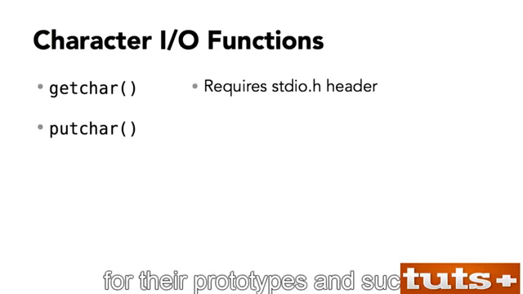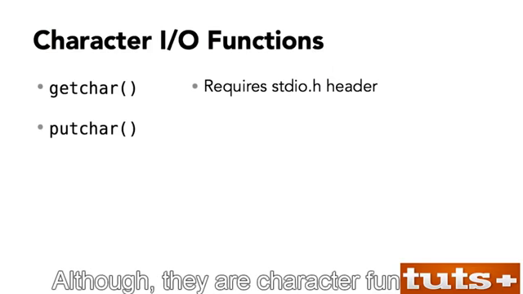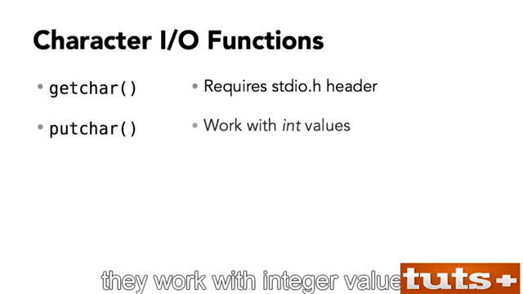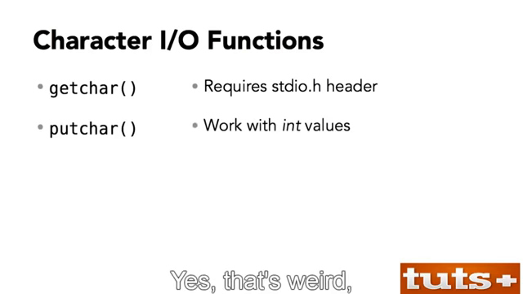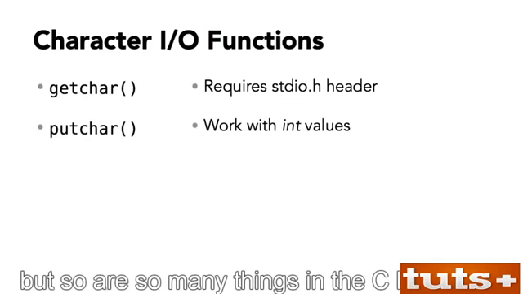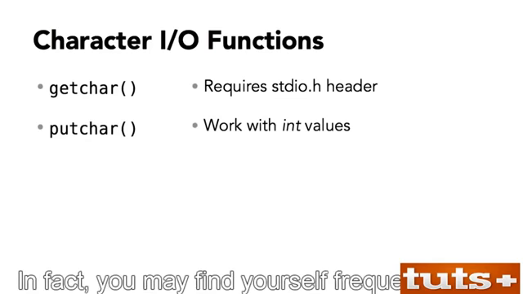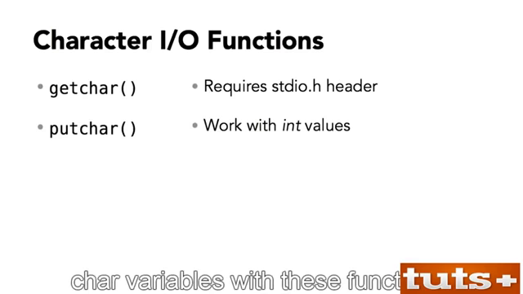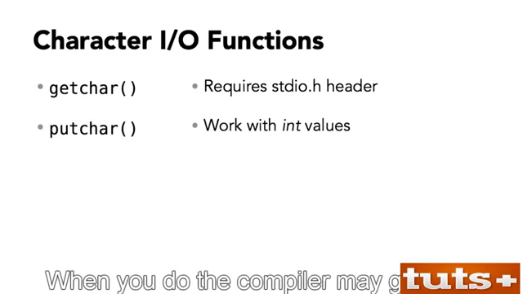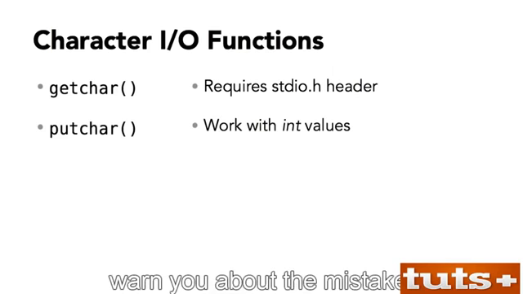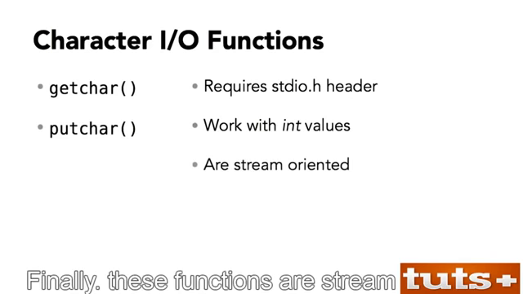Although they are character functions, they work with integer values. Yes, that's weird, but so are so many things in the C language. In fact, you may find yourself frequently using char variables with these functions. When you do, the compiler may gently warn you about the mistake. Finally, these functions are stream-oriented, which is something I'll explain later in the movie.